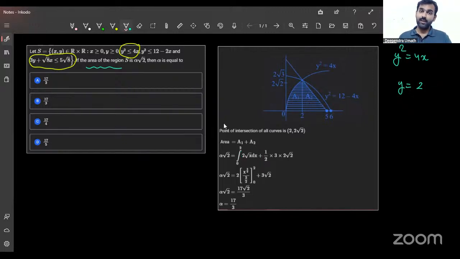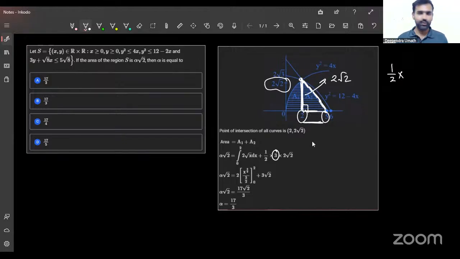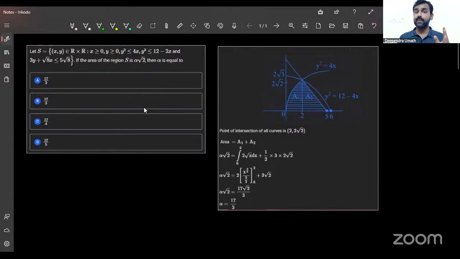Now, there comes a more interesting part. You need not even apply definite integration or the area under the curve concept, because if you pay attention to this part closely, do you not think this is nothing but a right angled triangle? And for a right angled triangle, the area is half base into height. So from 2 to 5, the base is going to be 3 units. And the height we have covered so far, this distance is going to be its height, which has length 2 root 2. So you know the base, you have the height. Half base into height will give you the area of the triangle.